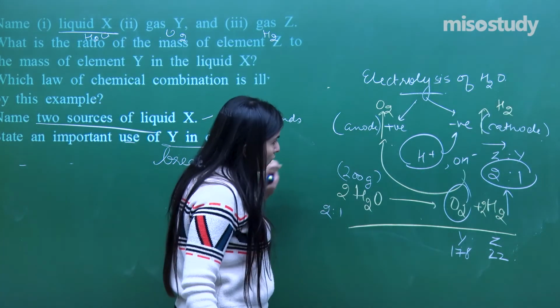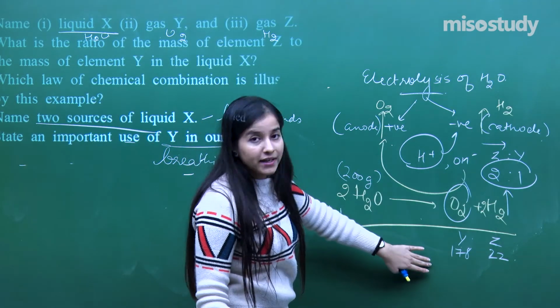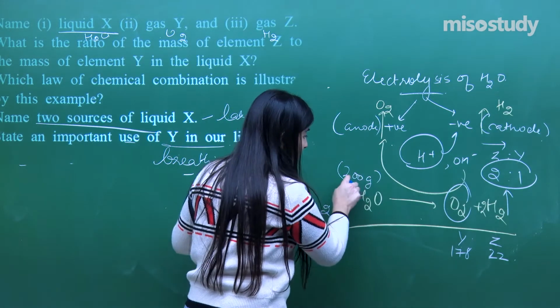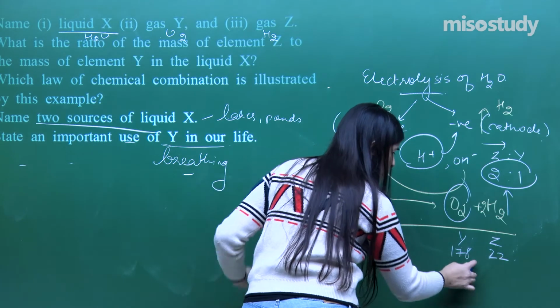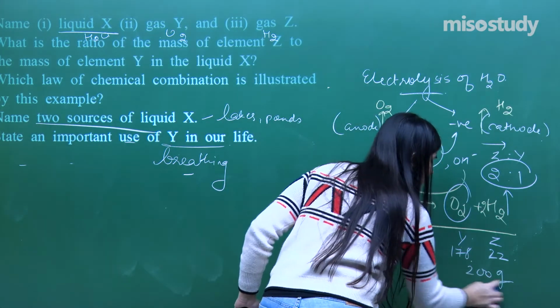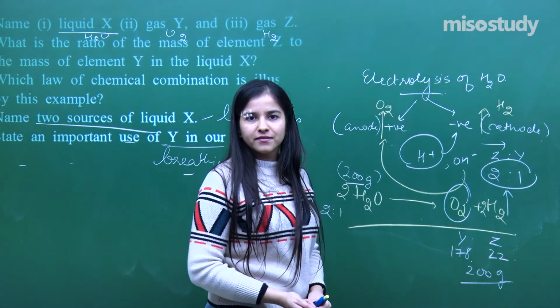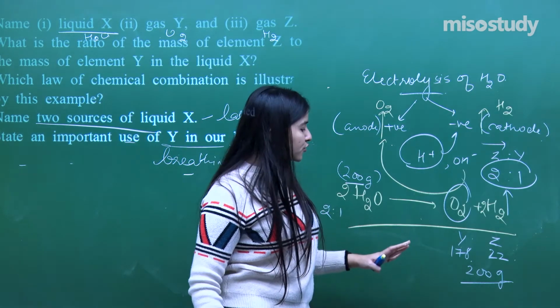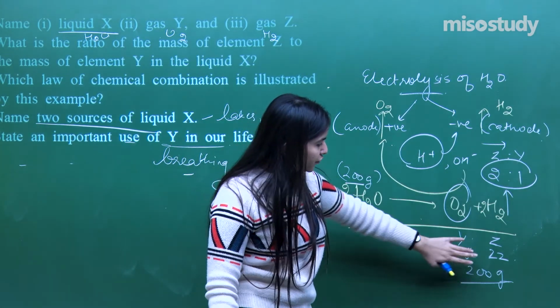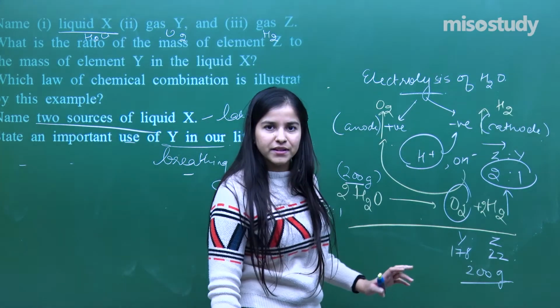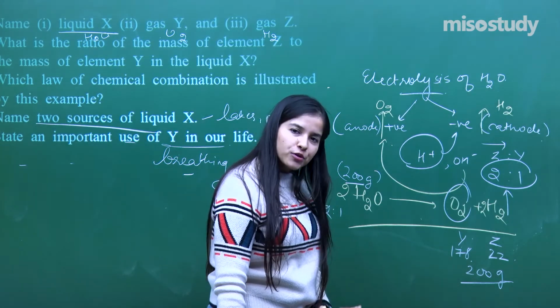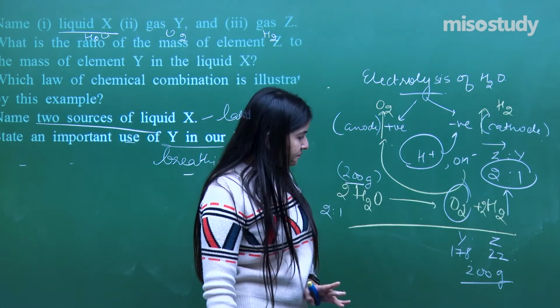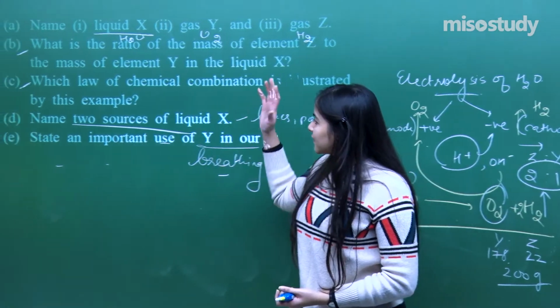Now, as per the given data, what are they actually depicting? 200 grams this is. How much is this? Again 200 grams. Law of conservation of mass. And also, if you look here very carefully, if you try to find the ratio of each one of them, again it is going to be 2 is to 1 only. So, that completes my question.